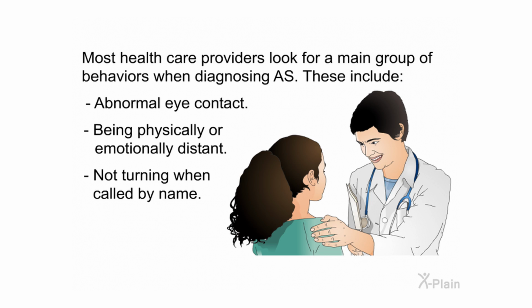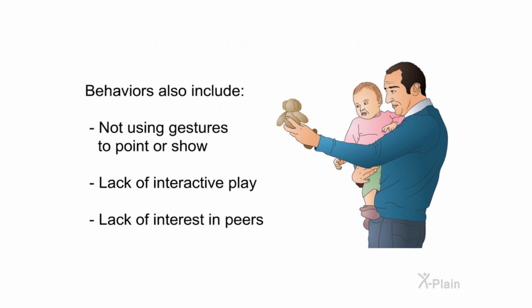Most healthcare providers look for a main group of behaviors when diagnosing AS. These include abnormal eye contact, being physically or emotionally distant, not turning when called by name. Behaviors also include not using gestures to point or show, lack of interactive play, lack of interest in peers.